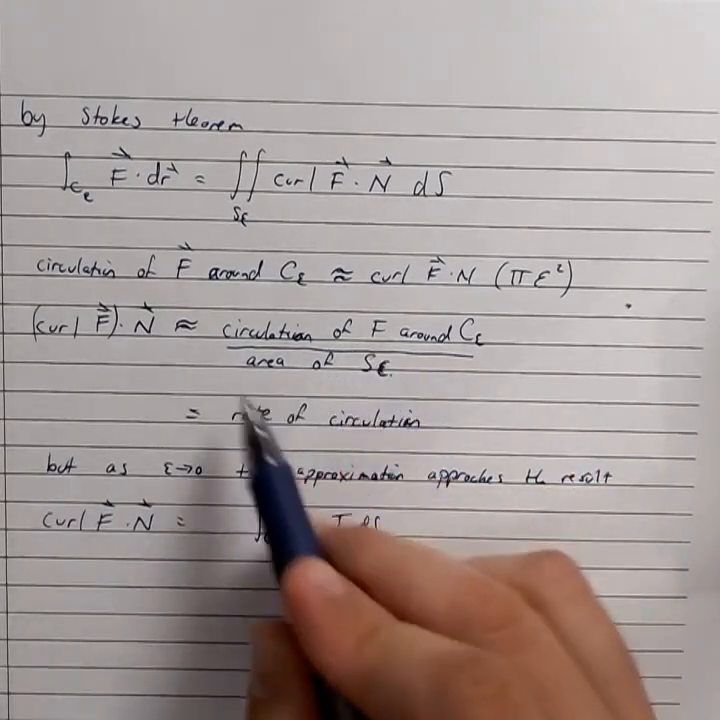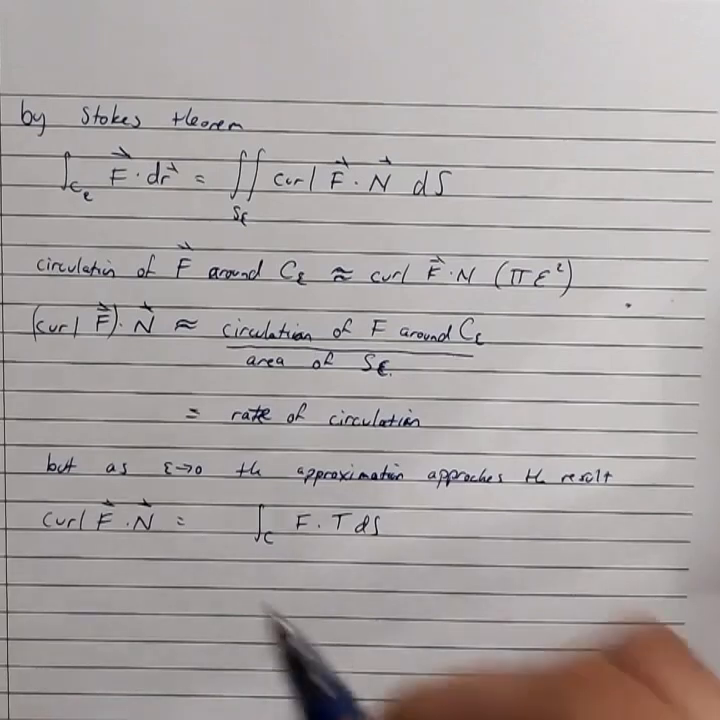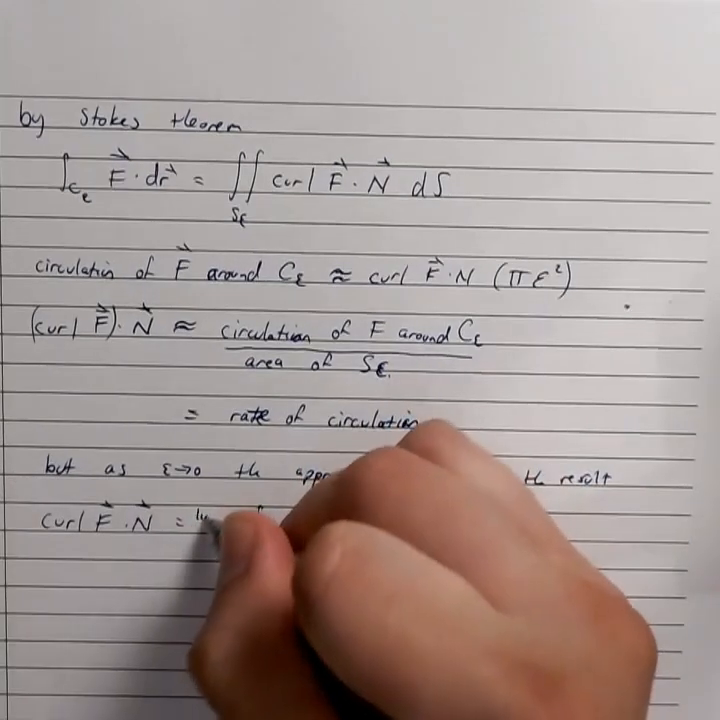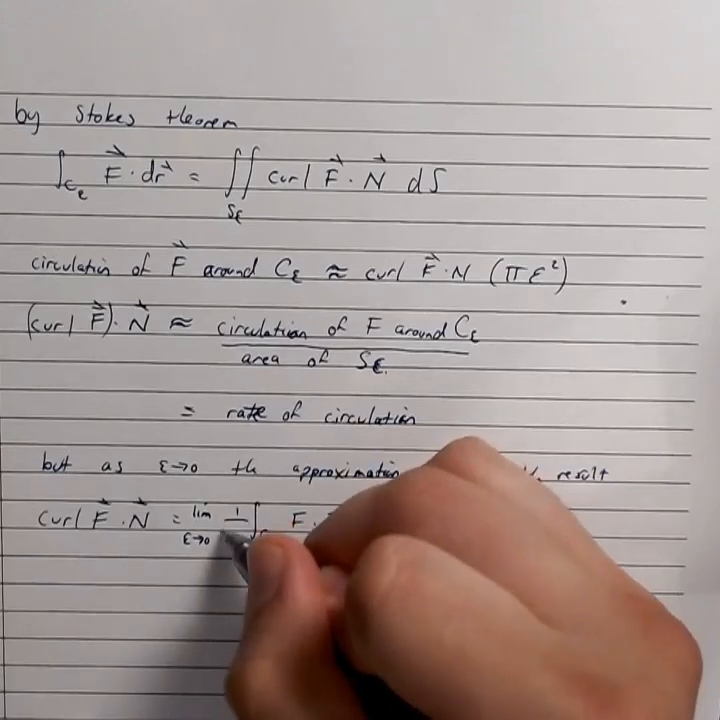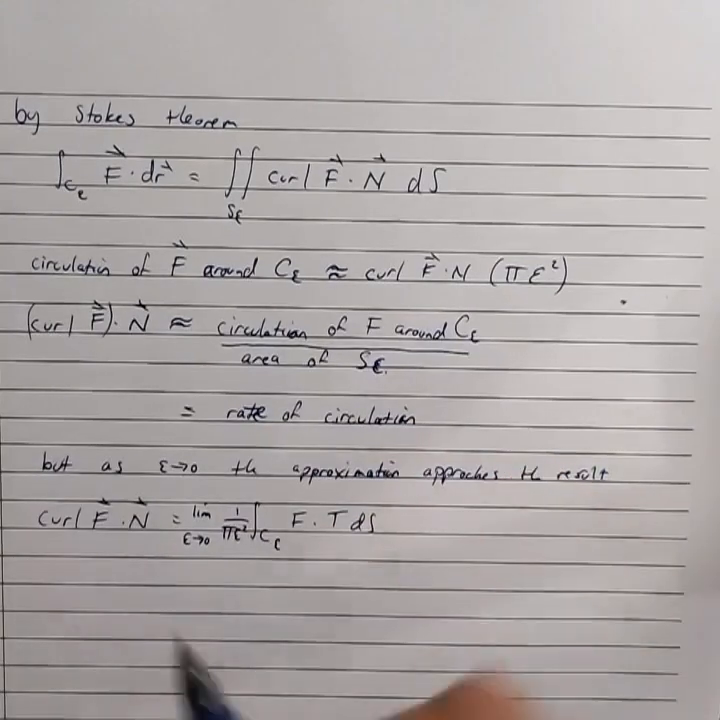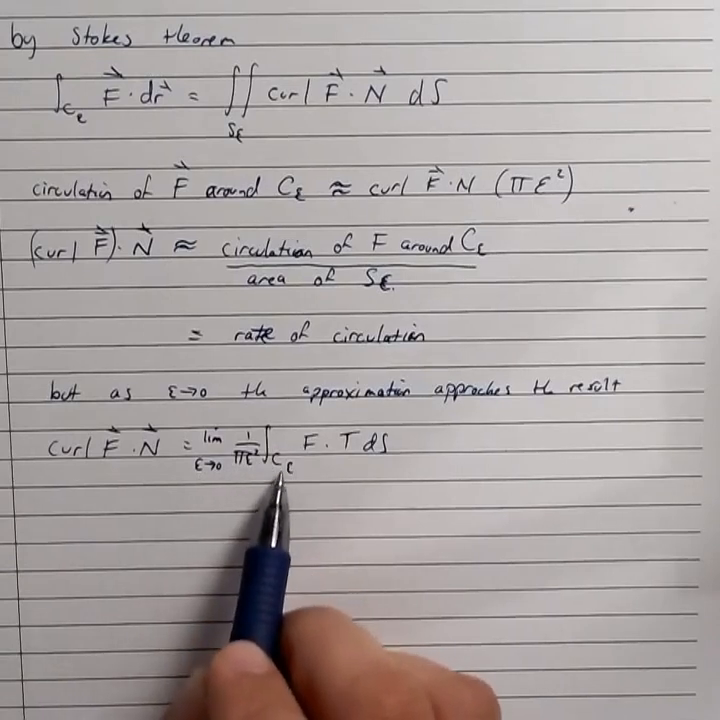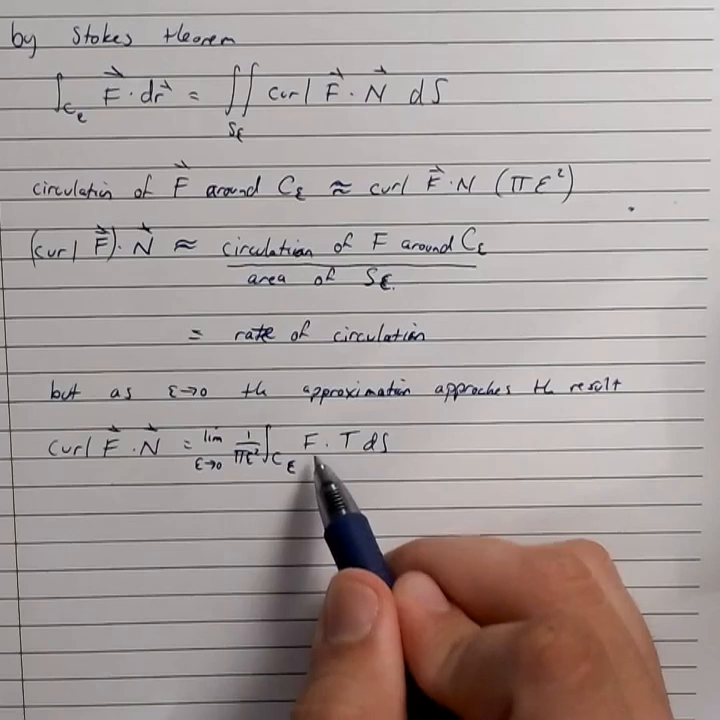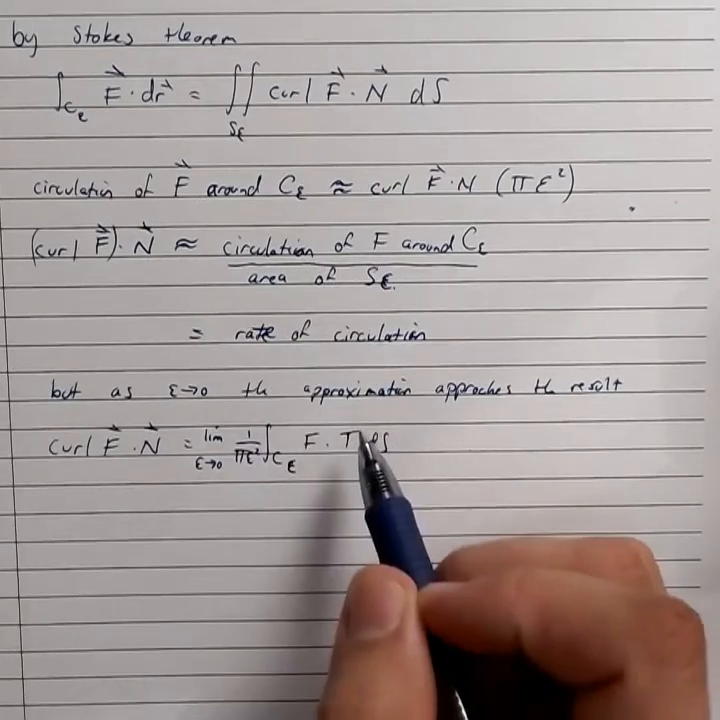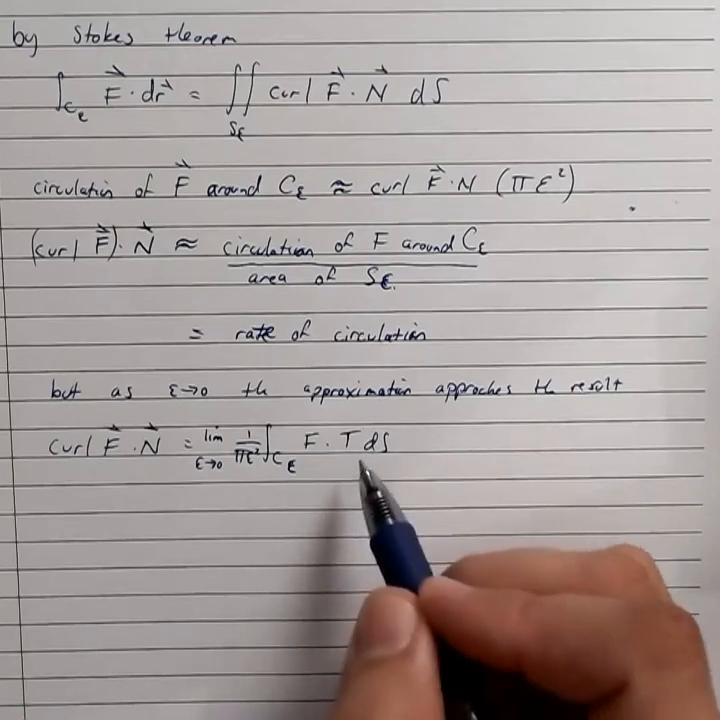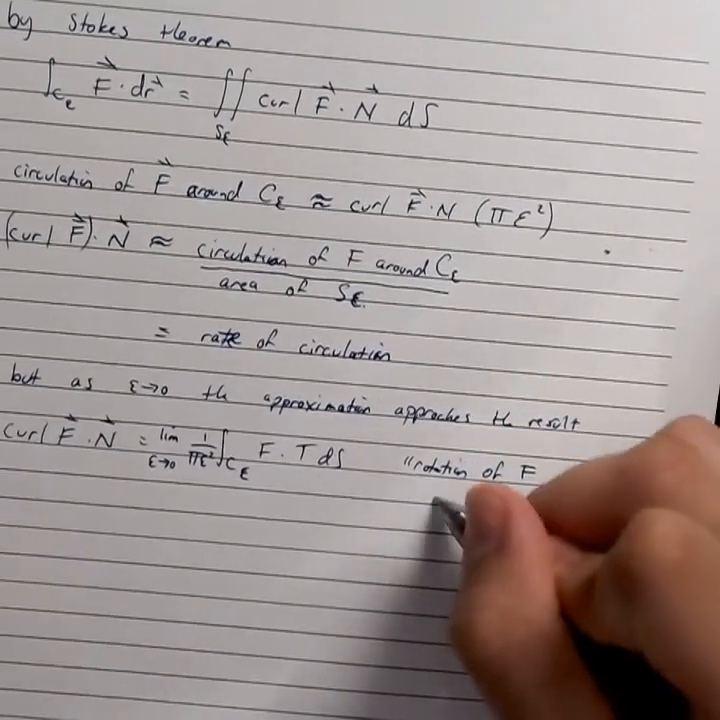Here, that's just the area of your little circle. Actually, we can write that as a limit. Let's write that as the limit as epsilon approaches 0 of, and here we'll just write the area, 1 over pi epsilon squared, times the integral over C sub epsilon, that little tiny circle around the outside of your little tiny disk, of f dot T ds. So this approximation is actually going to give you exactly this result, where this is called the rotation of f around n.